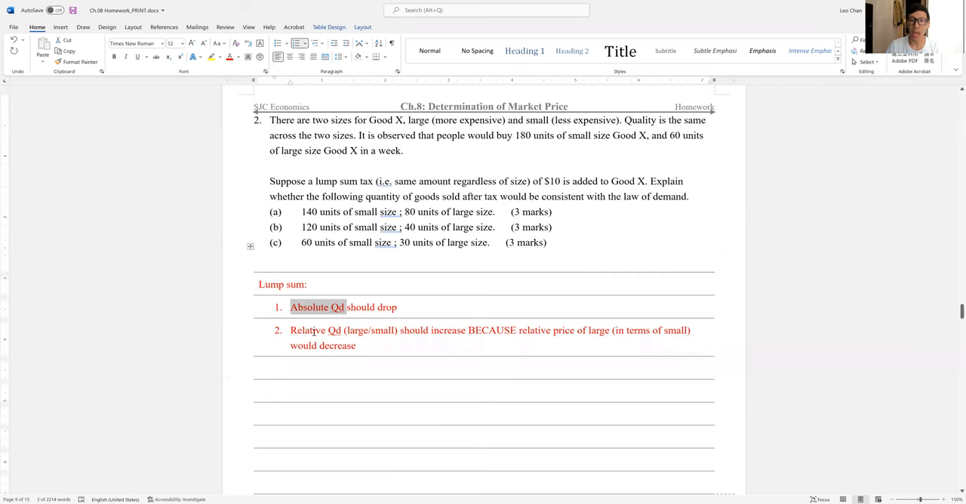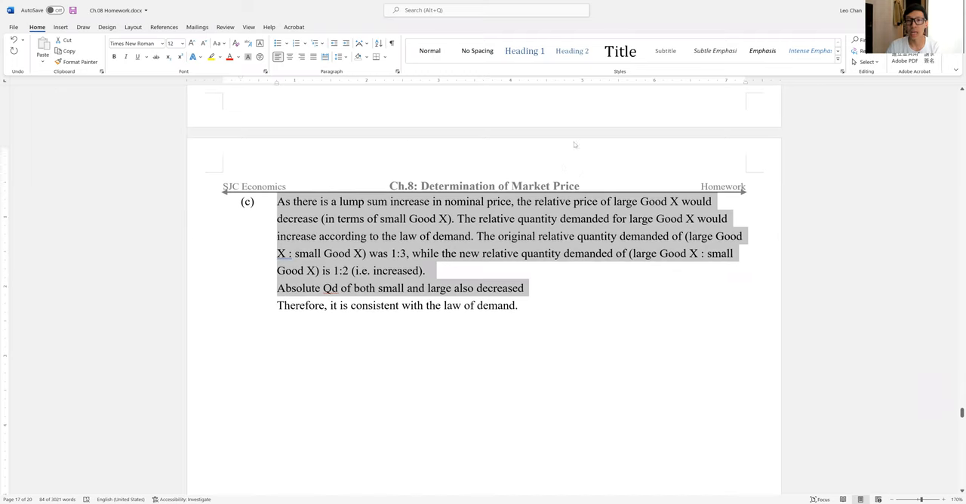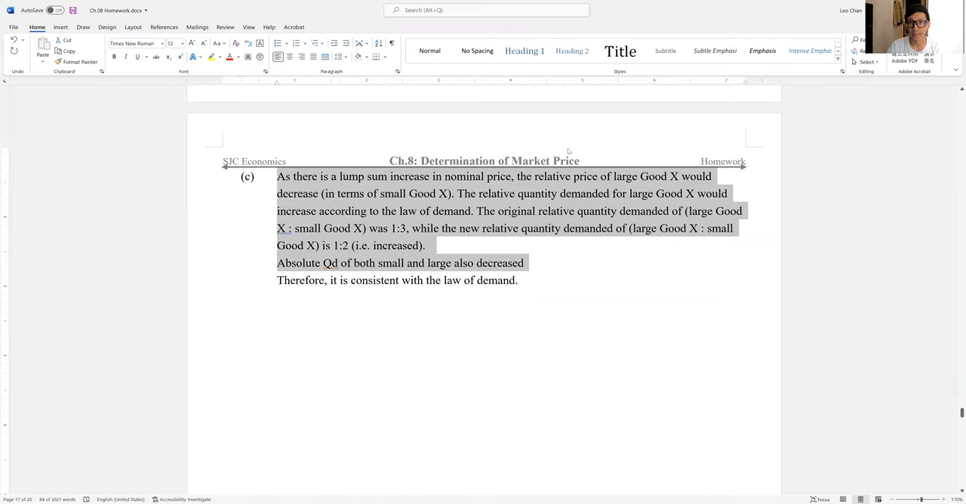Absolute QD drop, relative QD of large would increase. Okay, 是吧? 你要兩個都答完才行。You need to answer both of these two. Then it is consistent with the law of demand. Okay, 好吗? So probably this video is already too long, but it is for good reason. You see that, right? Law of demand and the relative version of law of demand is actually not as easy as it sounds. So you better do more revision and more past paper in order to practice that.